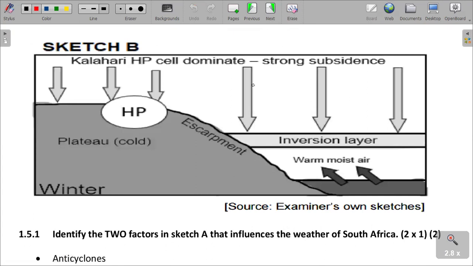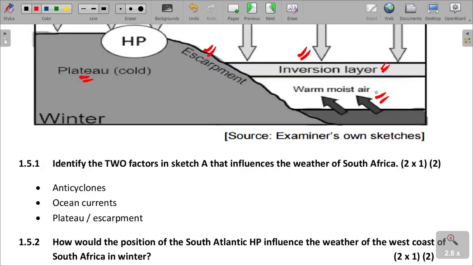So we are given that the Kalahari cell dominates, strong subsidence. We have got the escarpment that is given here, or also the plateau, and then we have got the formation of the inversion layer. Warm moist air rises, but it is covered by the inversion layer that we are seeing there. So these are the various conditions that we can identify in the interior of South Africa in winter. Identify two factors in the sketch that influence the weather of South Africa.